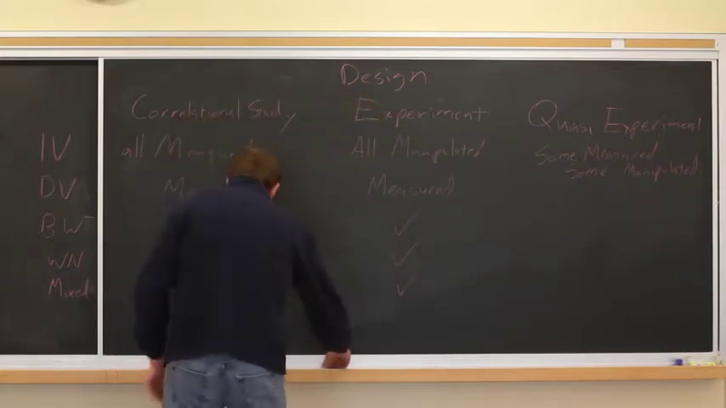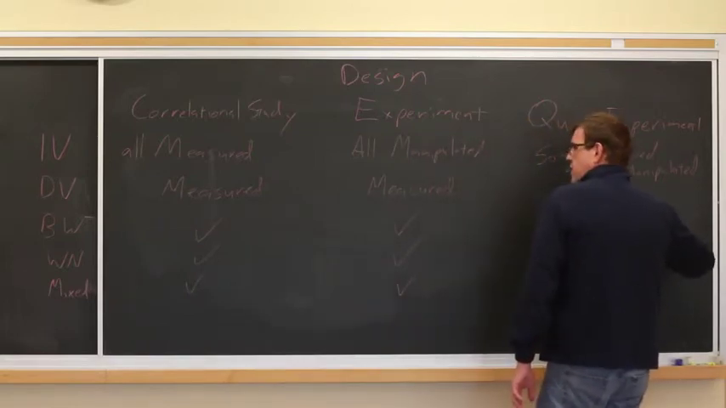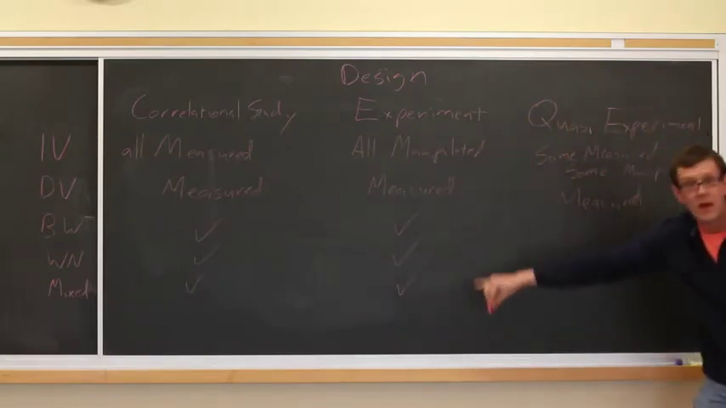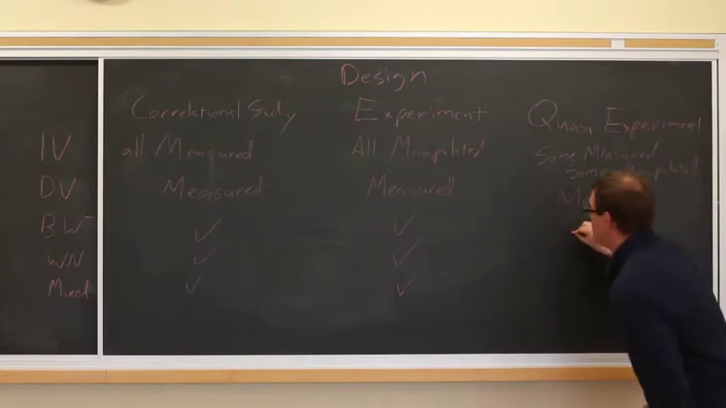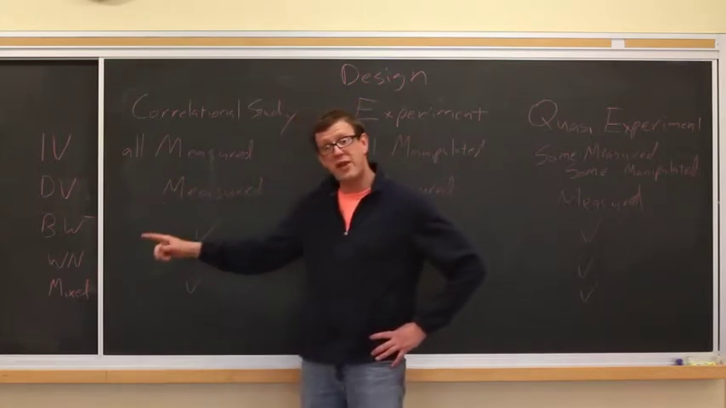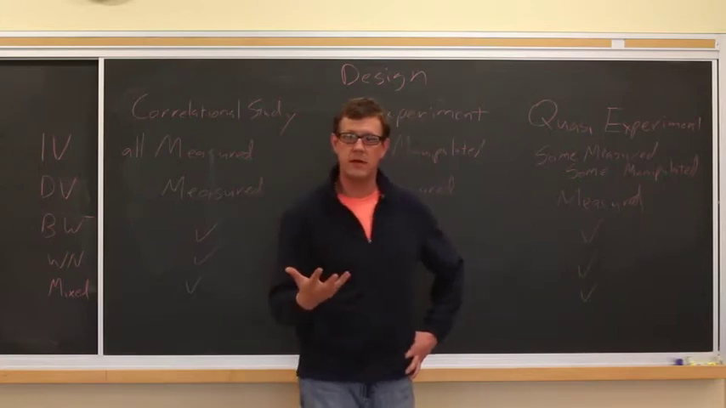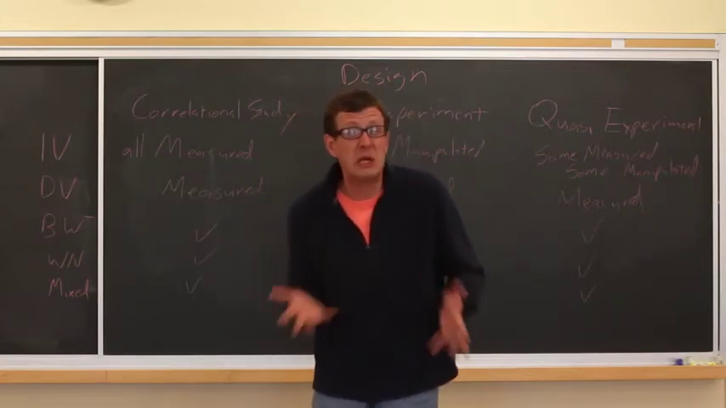Okay, so the DV here, yeah, it's measured again. Can you guess what this will be? Yeah, this could be between, it could be within, or it could be mixed. Okay, so I said that we can use between, within, or mixed designs when we're doing a quasi-experiment. So let's think about what some different types of quasi-experiments might actually look like.